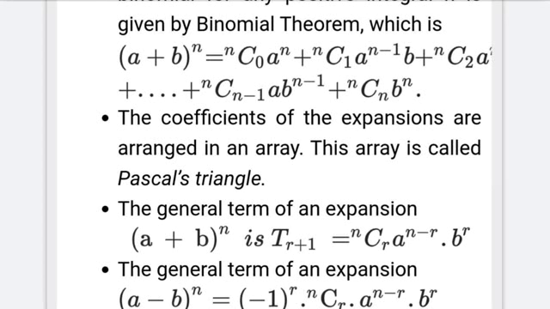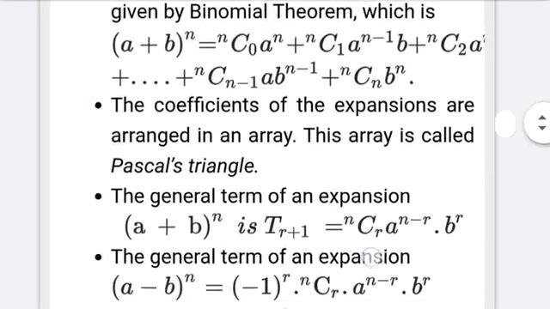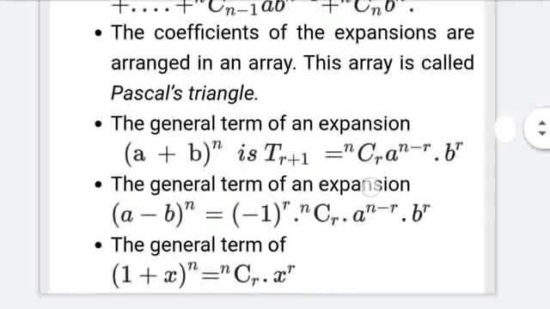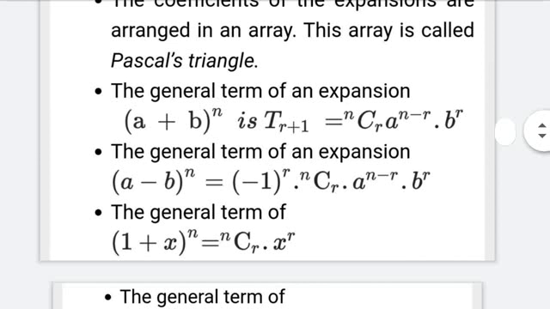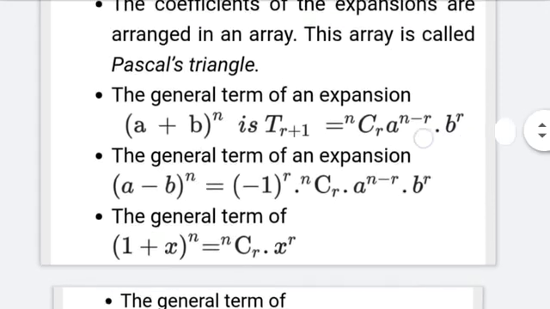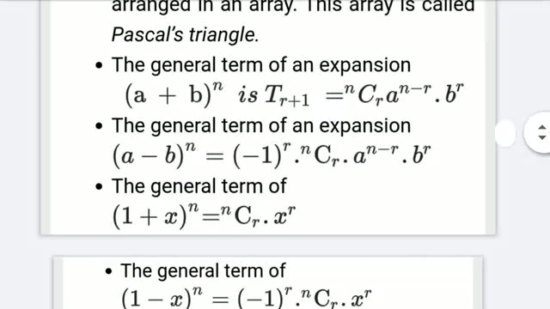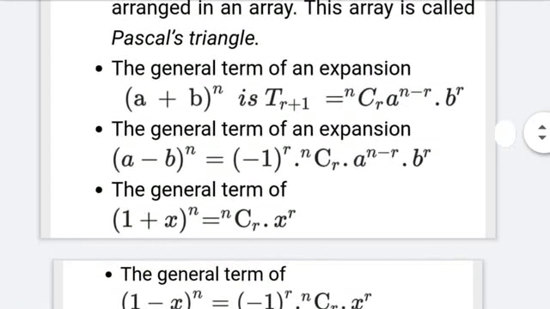Now the coefficients of expansion are arranged in an array. Array basically is a sequence. This array is called Pascal's triangle. The general term of an expansion (a + b)^n is nCr a^(n-r) b^r. This is the important formula which we are using in the numerical. Similarly, the expansion of binomial (a - b)^n is also very important.